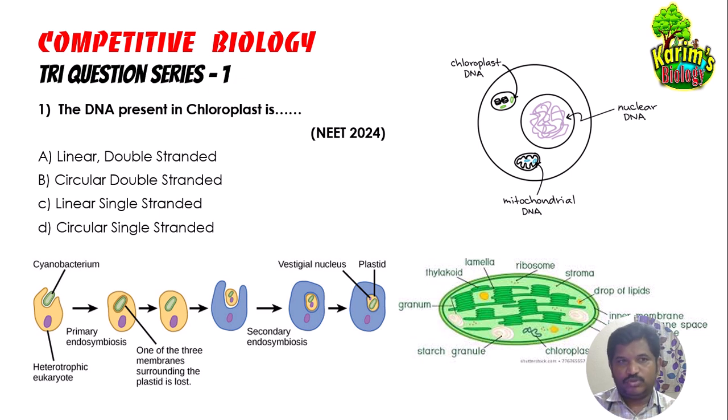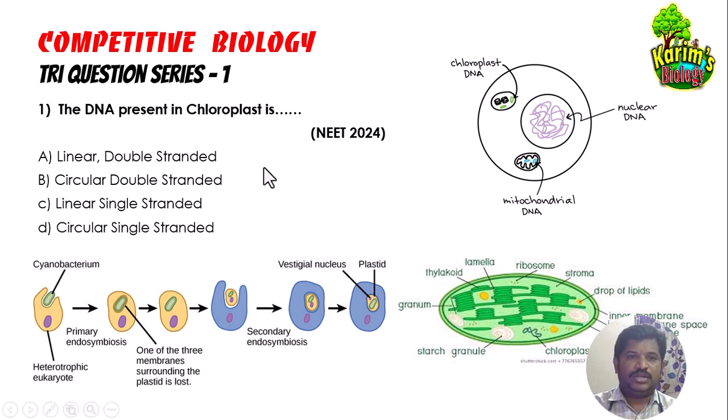So we have launched a new series called Competitive Biology, in which we will be giving 3 questions in each session, which we will discuss elaborately and we will try to give the answer. Okay, now let's come to the first question. The first question is about the chloroplast. It is about the DNA present in the chloroplast.